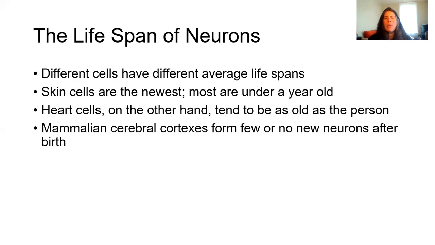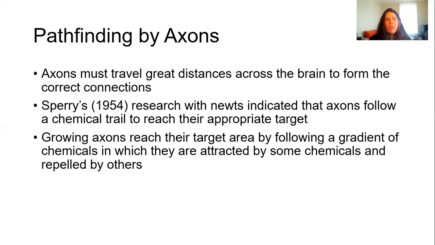Okay, so different cells have different average lifespans. Skin cells regenerate most frequently. Most are under a year old. Heart cells tend to be as old as the person is. And the mammalian cerebral cortex forms few or no new neurons after birth. Again, the exception is olfactory receptors and cells in the hippocampus to facilitate learning and memory formation.